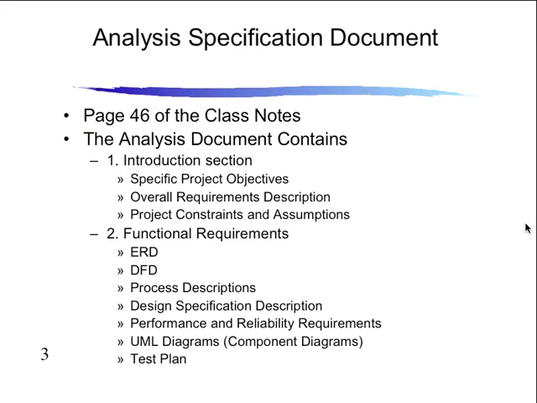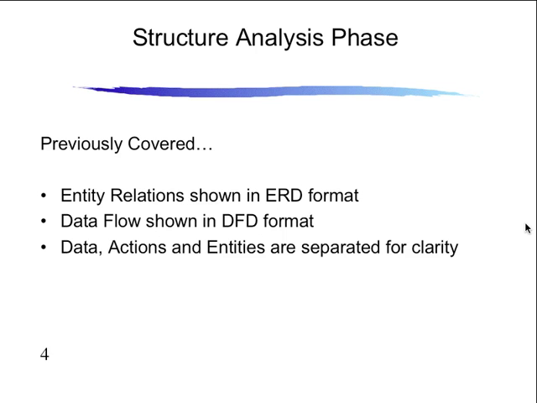So on page 46 of the class notes, I showed you before I started the data flow and before I started entity relationship this morning. If you were here at the beginning, we looked at the template when we went through the sections. This is what I'm still talking about, but now I'm switching to object orientation, which is interesting. So we've already covered entity relationship, data flow, data actions, and how everything is kept separately. Now we're going to put them together.